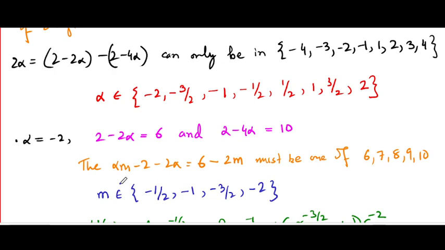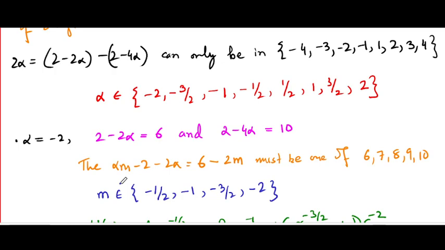us that our polynomial has to be of the form v to the power 6 into a quartic polynomial, and the other power, alpha m minus 2 alpha, that is 6 minus 2m, can be one of 6, 7, 8, 9 or 10. And this gives us possible values of m given by -1/2, -1, -3/2 and -2.